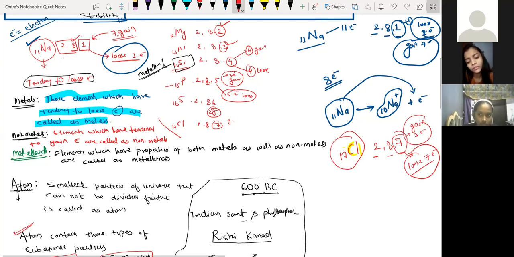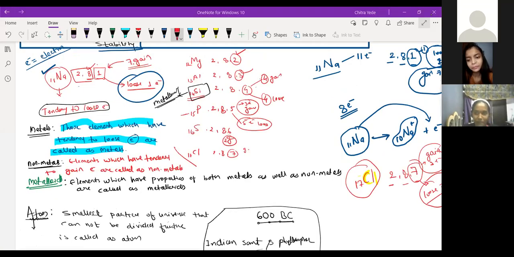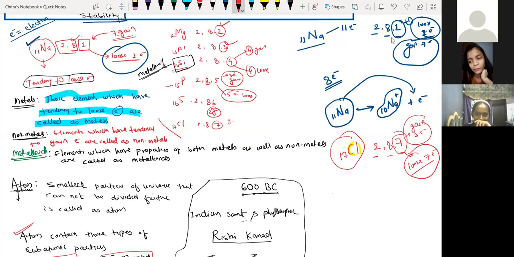Gain, sir. Yes. So it is going to gain 1 electron. When chlorine, having 17 electrons, gains 1 electron, it acquires a negative charge, and it is now in a state having 18 electrons. Okay, so can we say that chlorine has a tendency to gain electrons? Can we?